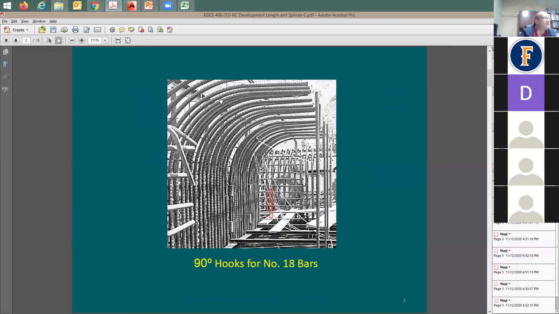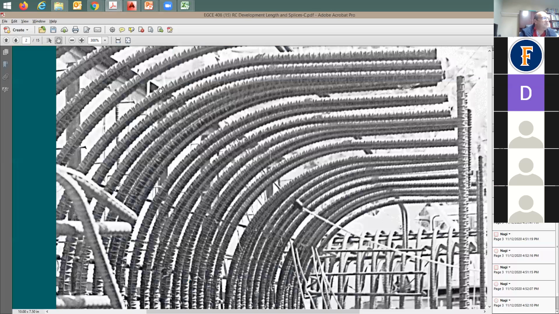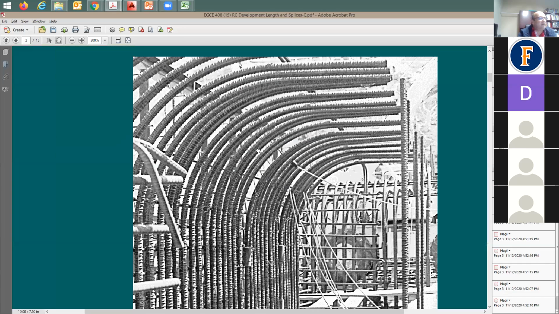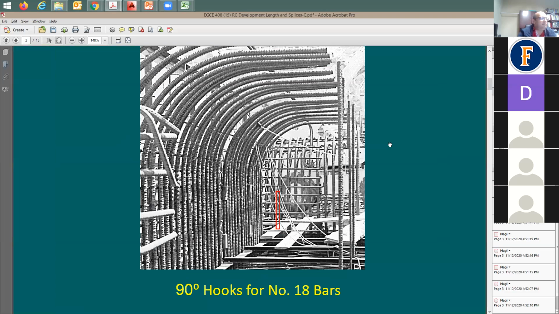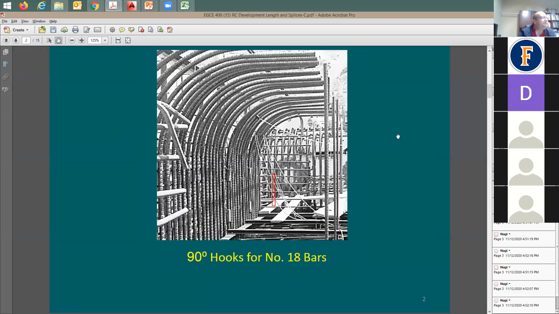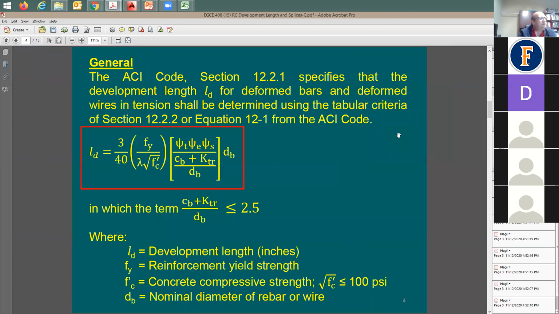Now let me look at this. Yes, these deformed bars, we call this deformation, the thing that sticks out of the rebar. Other smooth bars, yes, but not very common, okay? So this gives development length for deformed bars and deformed wires. What does it mean by wires? When you have very thin rebars, in certain applications, this equation works for both of them. For me, I care about deformed bars and that's it.